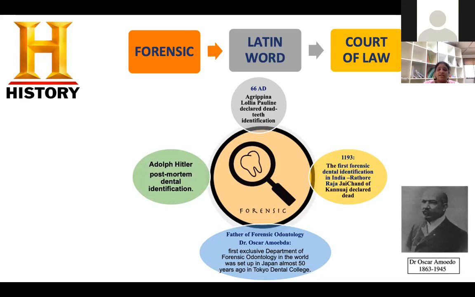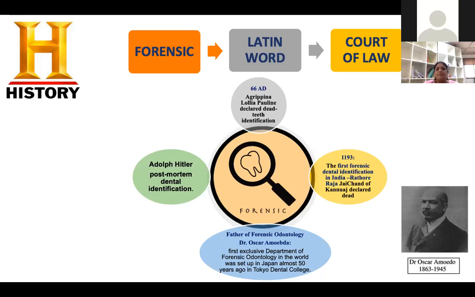Forensic odontology started almost in 66 AD, when Princess Agrippina wanted to identify whether Lollia was declared dead or not. She was identified as the dead person only with the help of the upper anterior teeth. So from the period of 66 AD, forensic odontology came into existence. And in 1193, the first forensic dental identification made in India was in the death case of Raja Jaichand of Kannauj, who was declared dead by identifying his false anterior teeth.